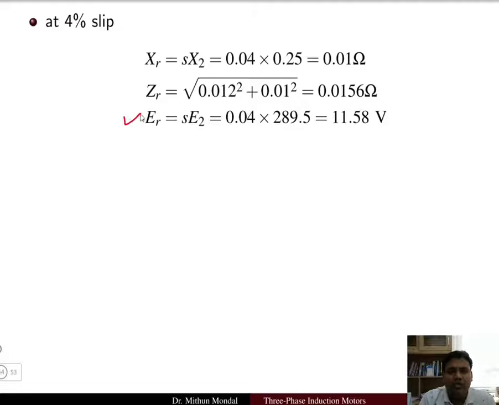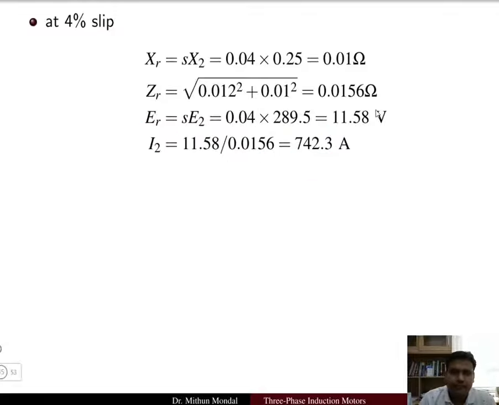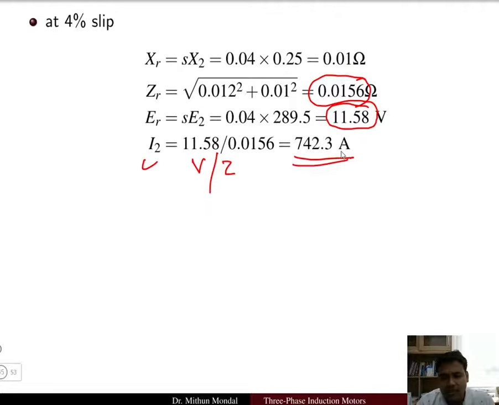Similarly, the induced EMF in the rotor circuit is equal to S into E2. So 289.5 is under the standstill condition. Under the rotating condition, you have to multiply it with the slip. So that gives you 11.58 volts. So the current is basically the voltage by impedance. The new induced EMF we have found as 11.58 and the new impedance is 0.0156. So that gives you the current as 742.3 ampere.